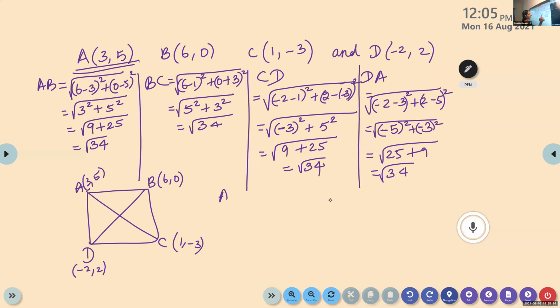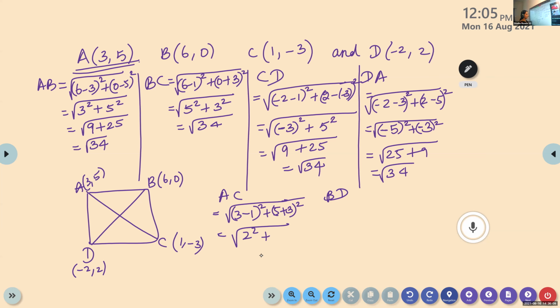Find out AC, find out BD. AC and BD. AC: 3 minus 1, 3 minus... plus 5 minus 3, all square. 5 plus 3, minus of minus, it will become plus. Okay, so root of... so it is root 68.